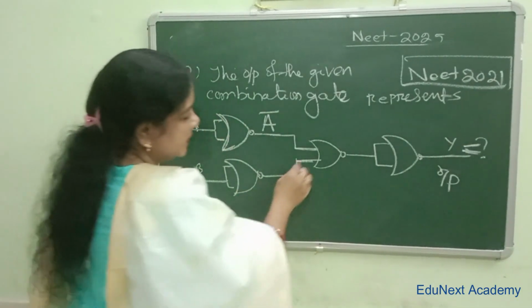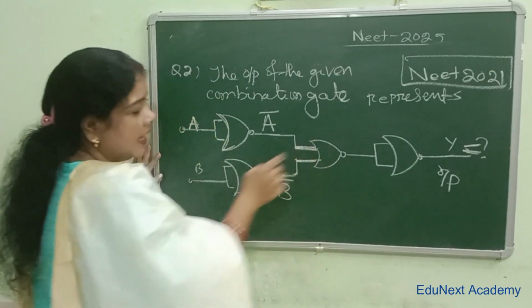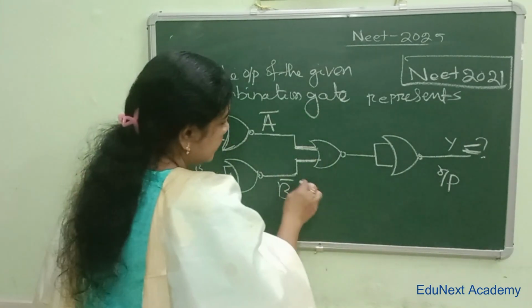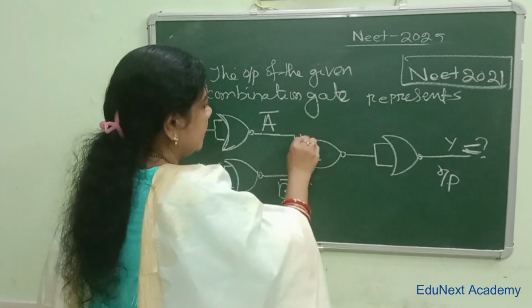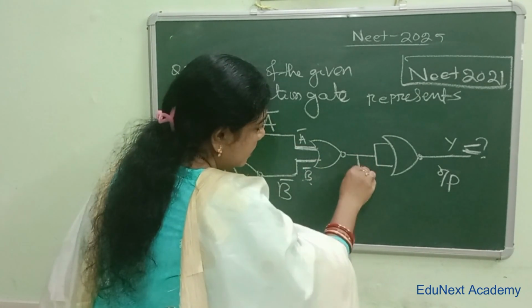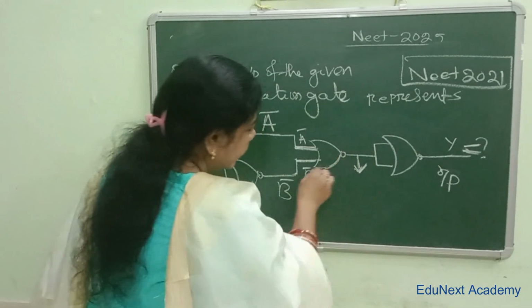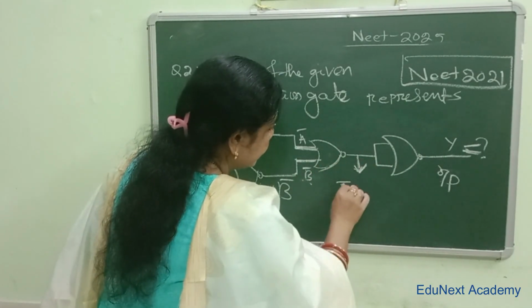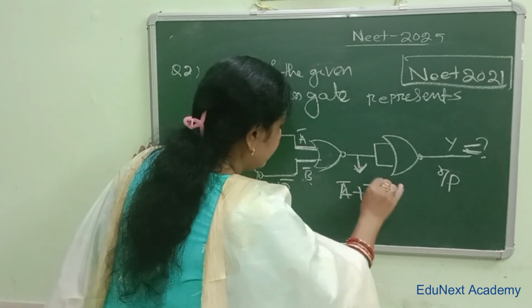Now see, in the third NOR gate, the inputs are A bar and B bar. So what is the output after this NOR gate? That means A bar plus B bar whole bar.